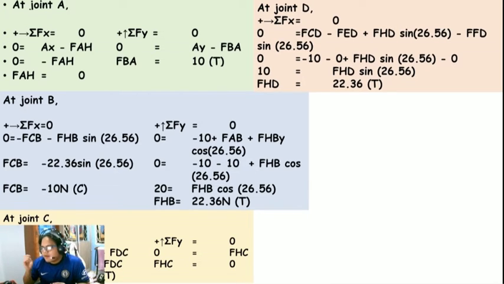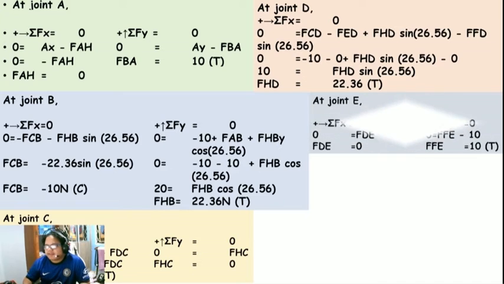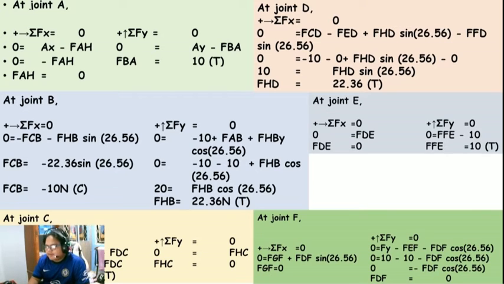The member is in tension. Next at joint E, I got the values of FDE and FFE. FDE equals 0 and FFE equals 10. Also, the member is in tension. At joint F, I got the values of FGF and FDF. Both equal 0.